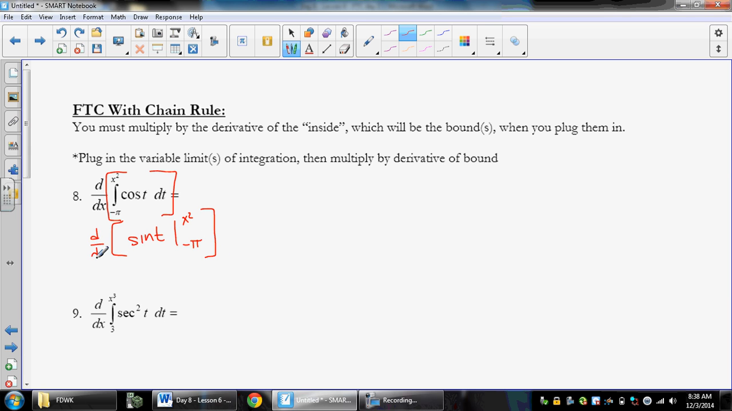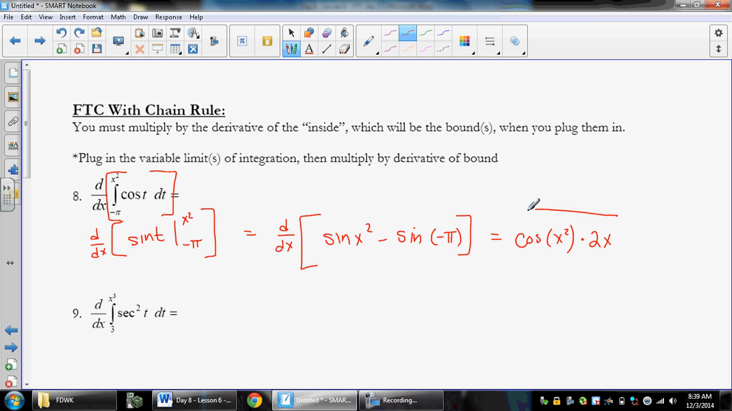Okay, fine. That's going to mean take the derivative with respect to x of sine x squared minus sine negative pi. Okay, fine. D dx of sine x squared. So the derivative with respect to x of sine x squared is a chain rule. Derivative of the outside, keep the inside, times the derivative of the inside. And the derivative with respect to x of sine negative pi, well, let's see, sine negative pi is 0, and the derivative of 0 is still 0. So here's what I get.